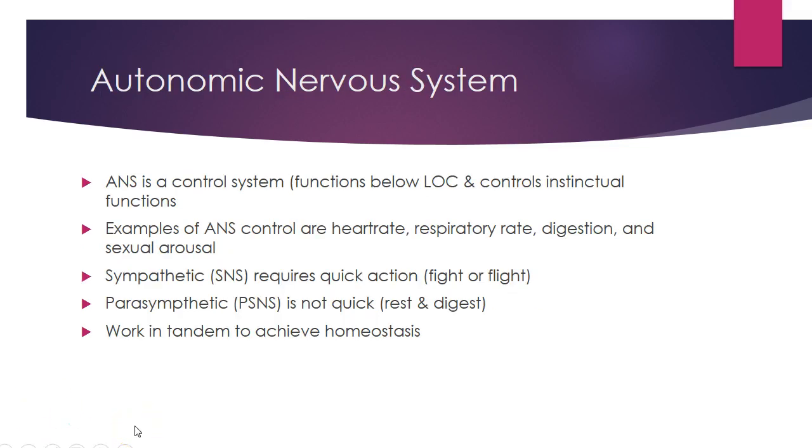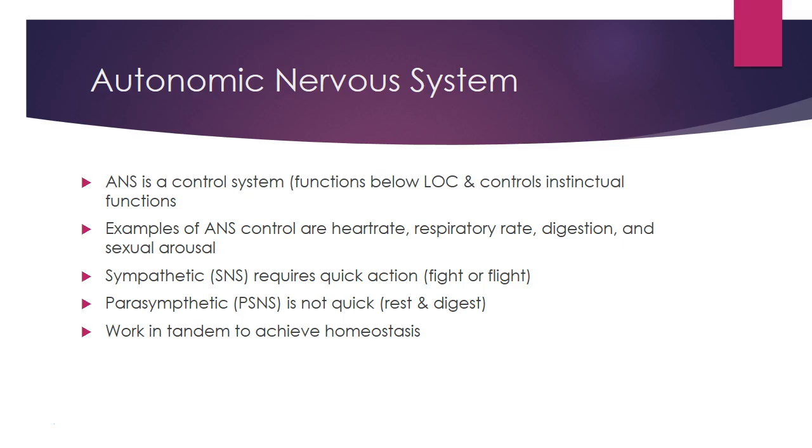What about the autonomic nervous system? So the autonomic nervous system, or ANS, is a control system. It functions below the level of consciousness. So what does that mean? Well, you have like no control over it. It is instinctual. Certain things that the ANS controls, some examples. They are not all examples.